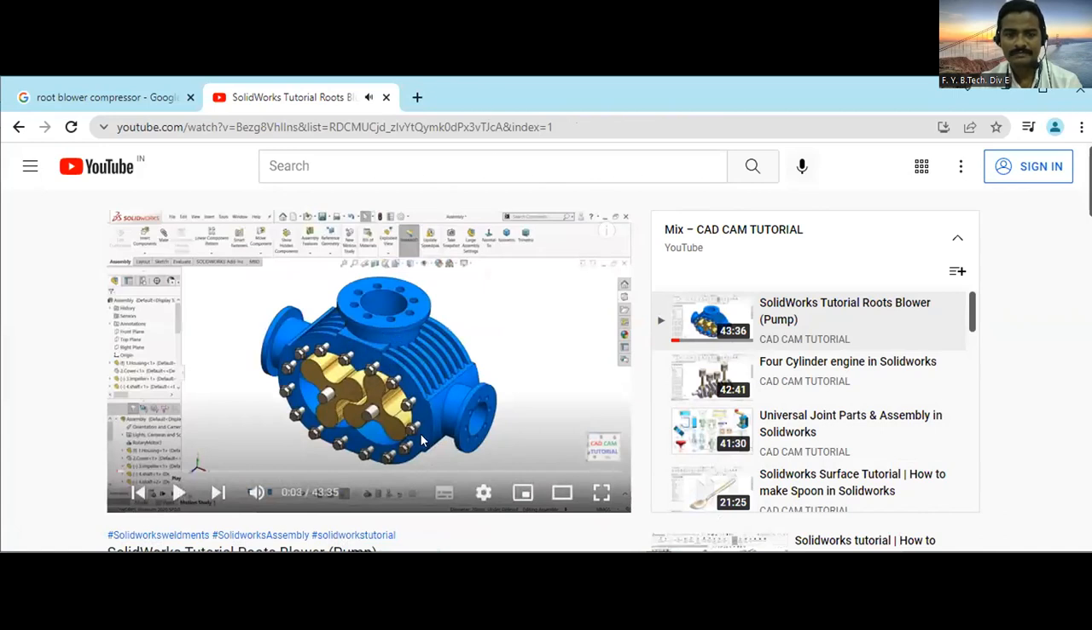Can you see the screen? Yes, sir. Okay, just see the animation, what the lobes are placed on the rotor, how they are rotating, and how atmospheric air enters and goes out. That is a pressurized air.